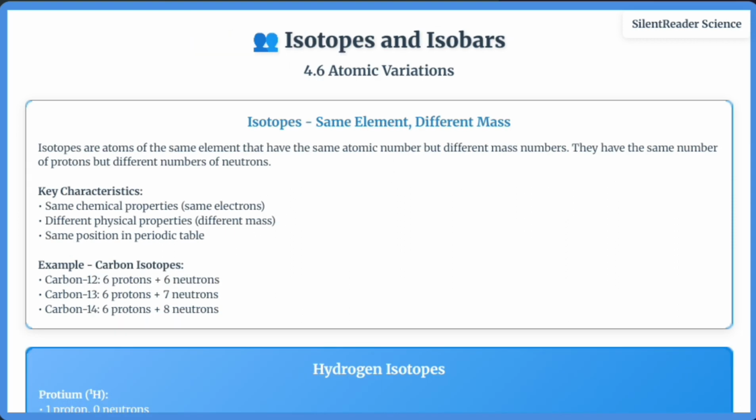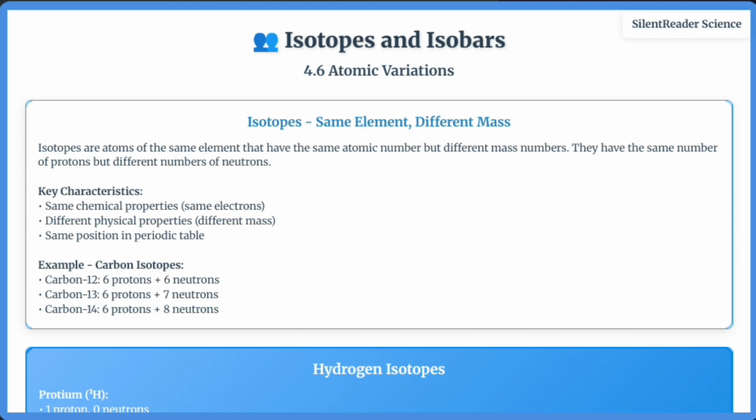Finally, let's explore isotopes and isobars. Isotopes are atoms of the same element that have the same atomic number but different mass numbers. They have the same number of protons but different numbers of neutrons. For example, carbon-12 has 6 protons and 6 neutrons, while carbon-14 has 6 protons and 8 neutrons. Isotopes have the same chemical properties but different physical properties.